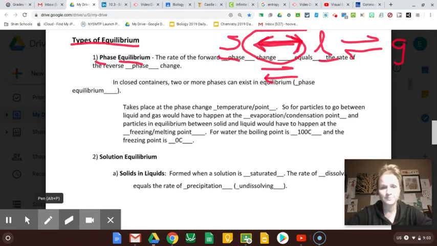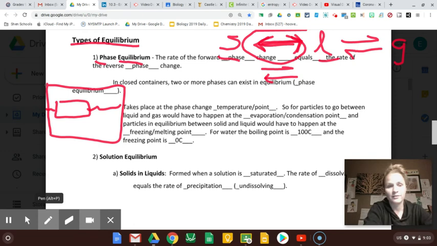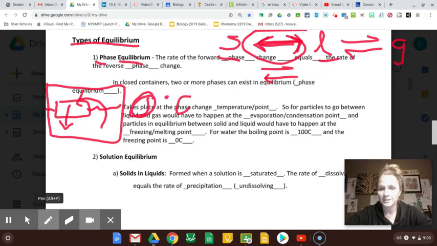And this would happen, like I said, with an ice cube in water. When would an ice cube in water be at equilibrium, where the ice is melting into water at the same rate that the water is freezing into ice? When's that going to happen? Well, only when you're exactly at 0 degrees Celsius, because 0 degrees Celsius is the freezing and melting point of water. It's the exact temperature when water melts and when water freezes. So phase equilibrium only happens at the melting or freezing point.